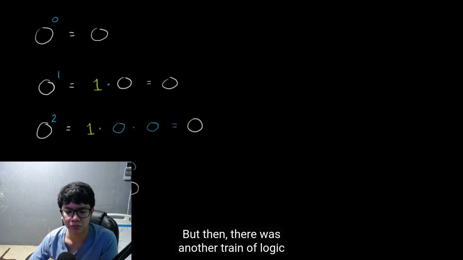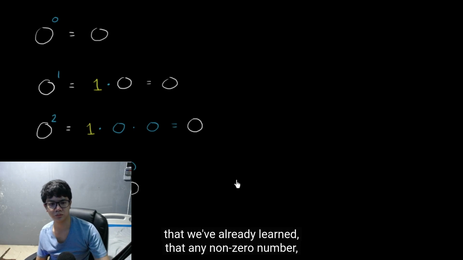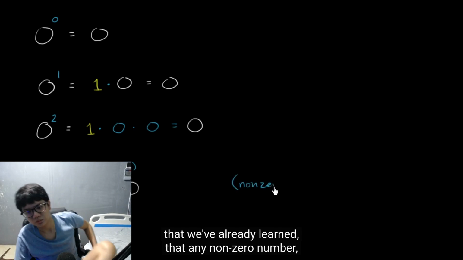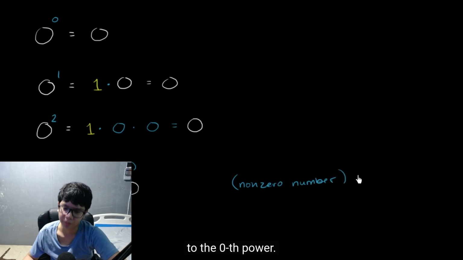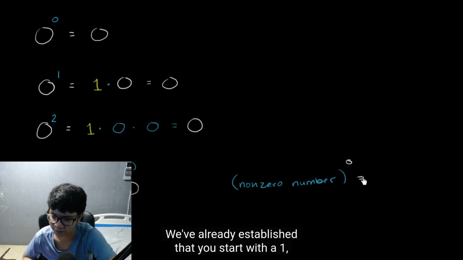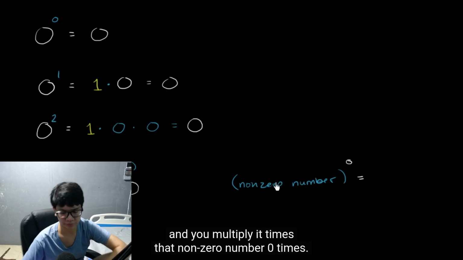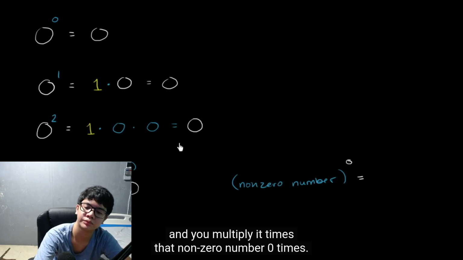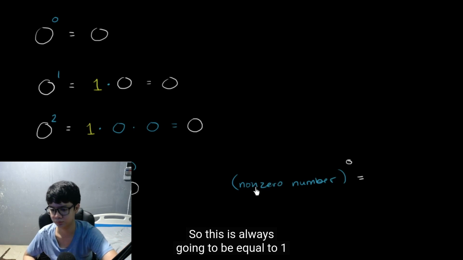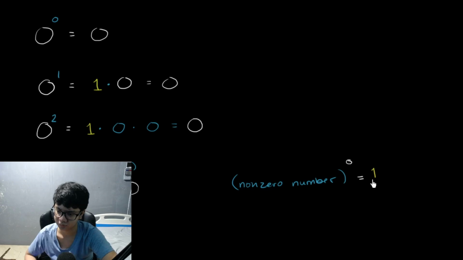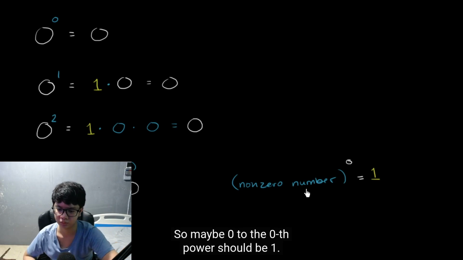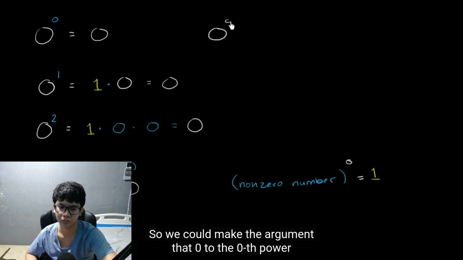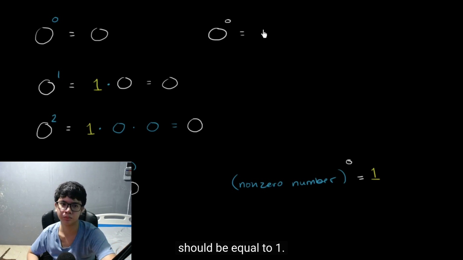But then there was another train of logic that we've already learned, that if you take any non-zero number and you raise it to the 0th power, we've already established that you start with a 1 and you multiply it times that non-zero number 0 times. So this is always going to be equal to 1 for a non-zero number. So maybe you say, hey, maybe we should extend this to all numbers, including 0. So maybe 0 to the 0th power should be 1. So we could make the argument that 0 to the 0th power should be equal to 1.